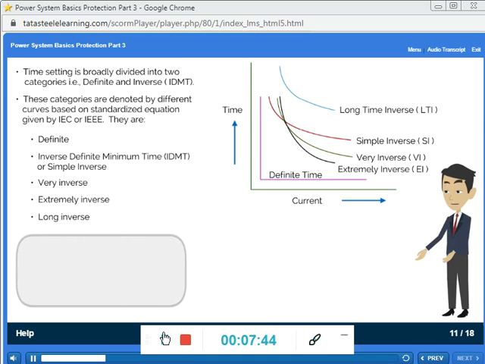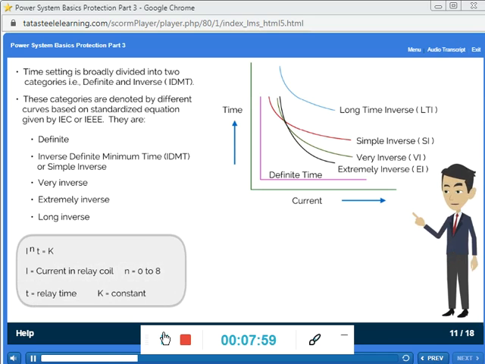As you can see here in this formula, I^n × t = k, where I stands for current, t stands for relay time, k is a constant and n is a variable whose value starts from 0 and rises up to 8. Let us look at each of them in detail.